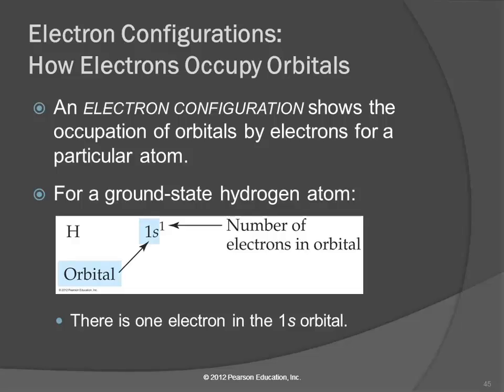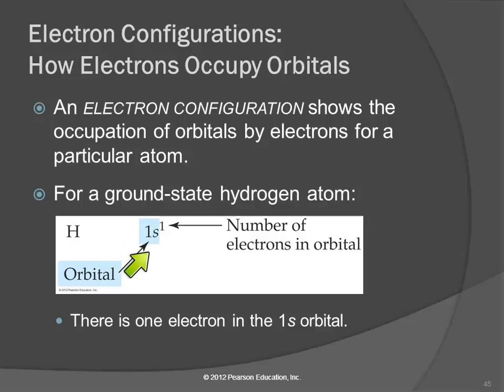So we have some shorthand ways of representing how the electrons are arranged in atoms, and one of them is called an electron configuration. It just shows us which orbitals are occupied by electrons, and how many electrons each of them has.